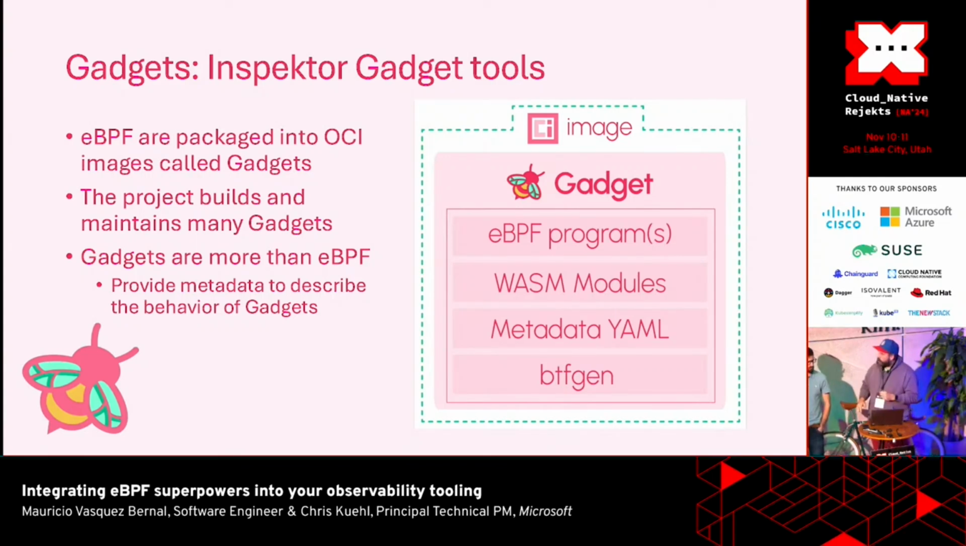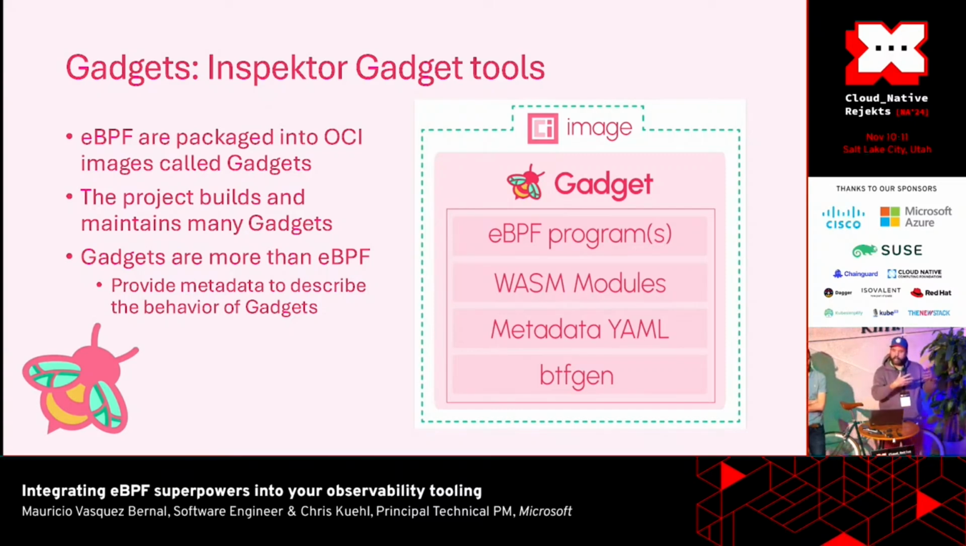But gadgets are more than eBPF programs. So you have one or more programs in a gadget. You also have a WASM module, which allows you to do post-processing. And then we have the metadata YAML. You saw in the last demo, there was a field where we could say, only fire this on bash. So this is doing that on the bash executable. This is something that the metadata will define. So the metadata basically defines the capabilities of that gadget.